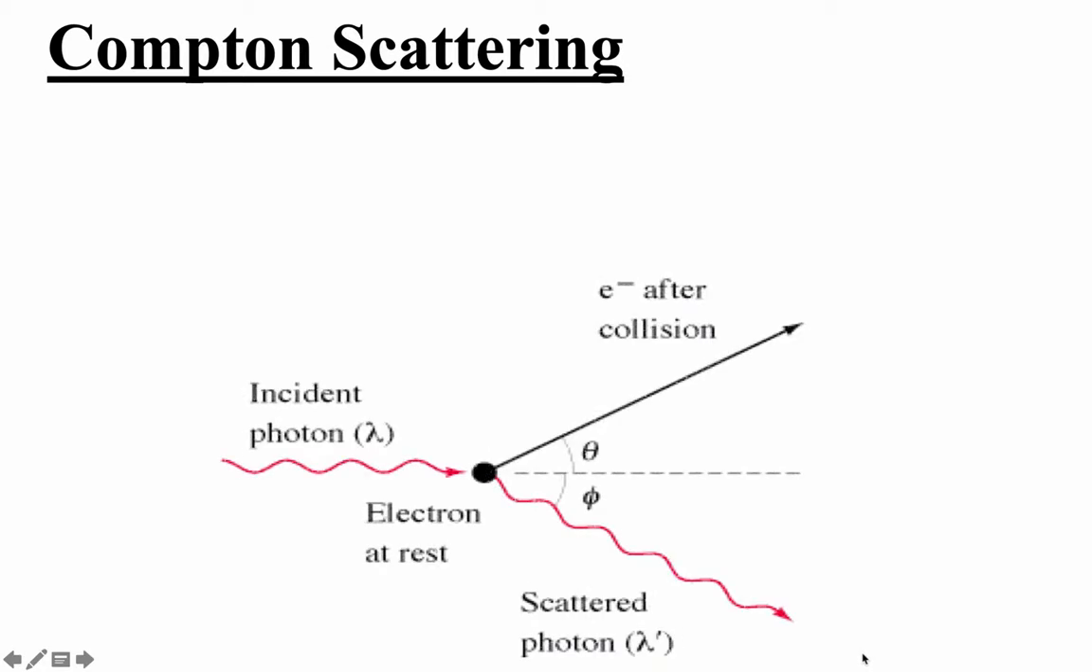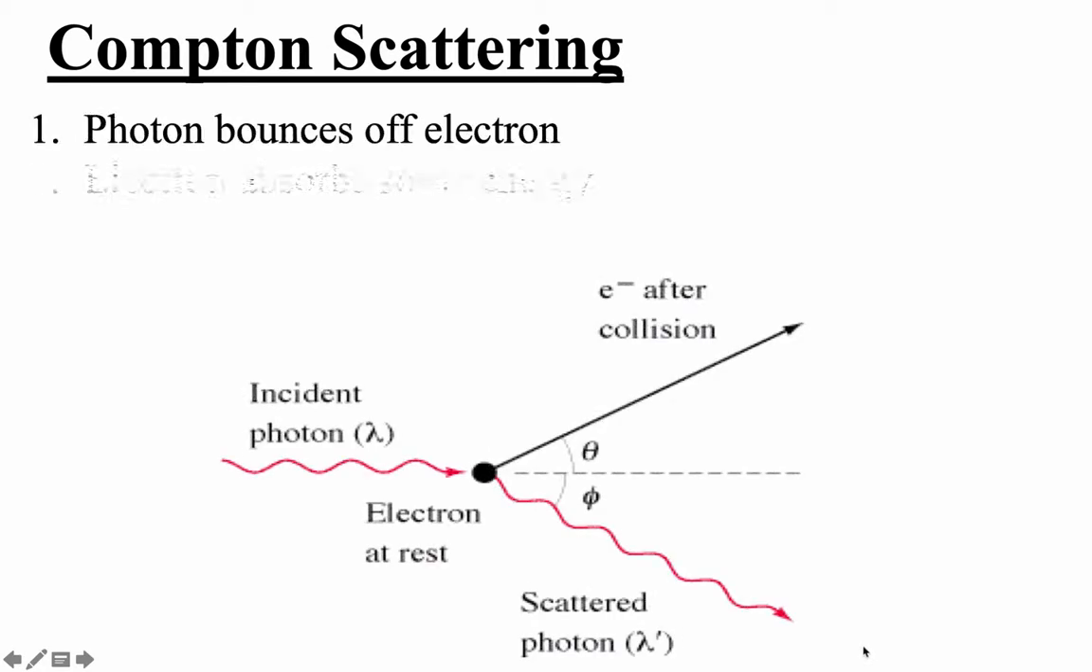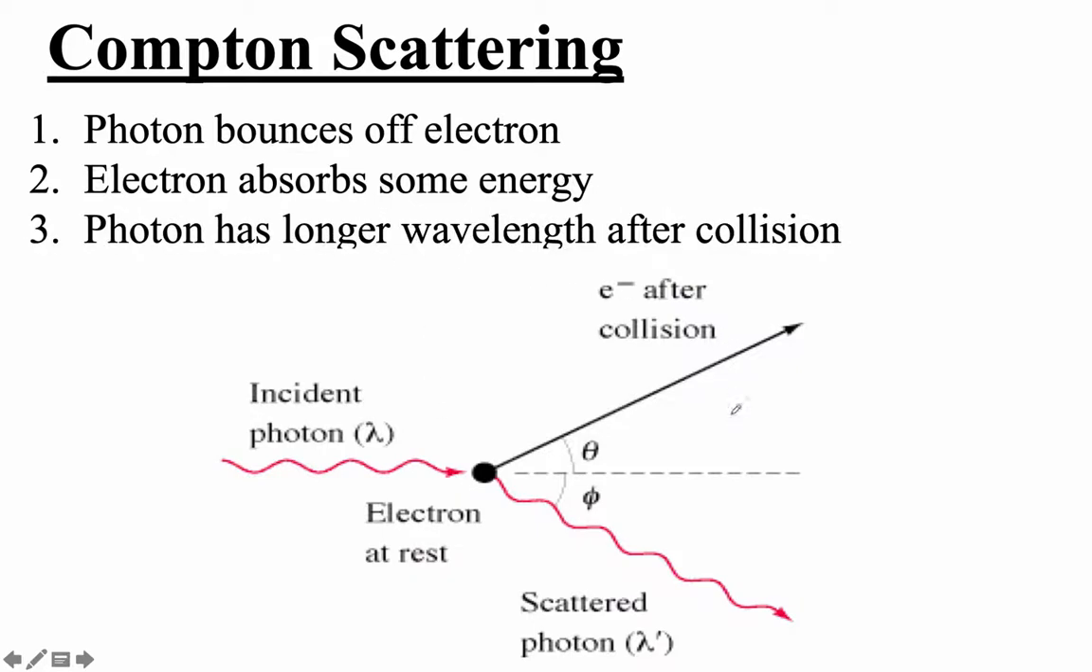The next one is Compton scattering. This one's also mysterious, right? A photon bounces off an electron. The electron absorbs some energy. So this guy has kinetic energy. This has hf, and this is hf naught. Well, if this is some amount of energy, then this has to have less energy.